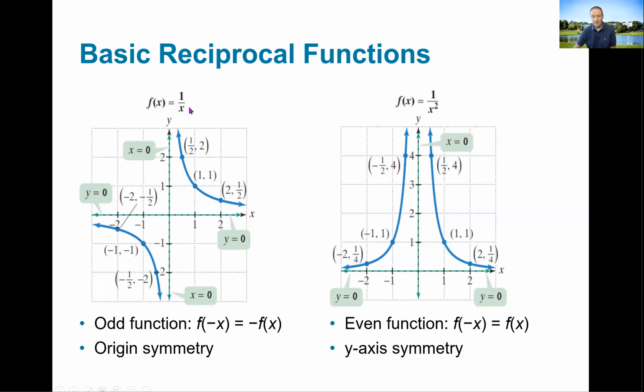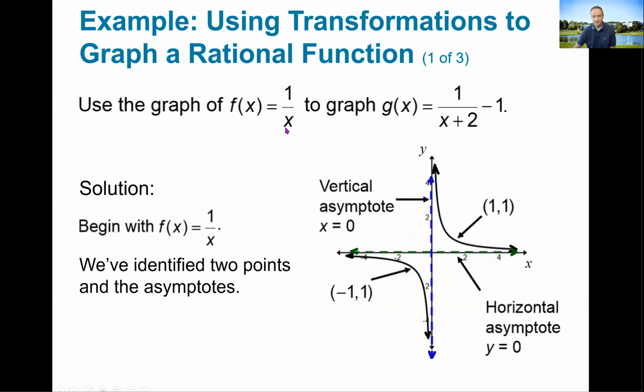Now, let's do some horizontal and vertical shifts of these functions, namely the first one here. If I ask you to think of the graph of 1 over x, and then tell me what the graph of g of x equals 1 over x plus 2 minus 1 looks like.